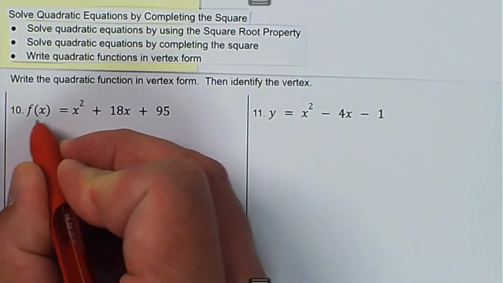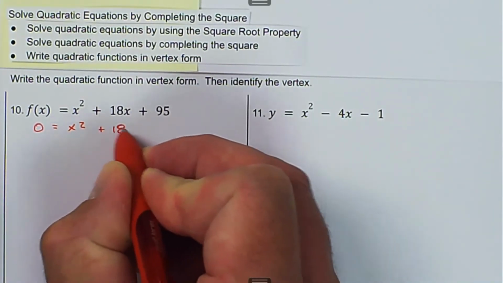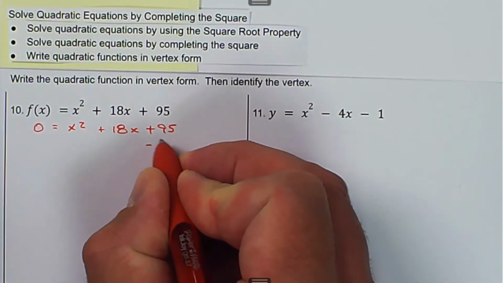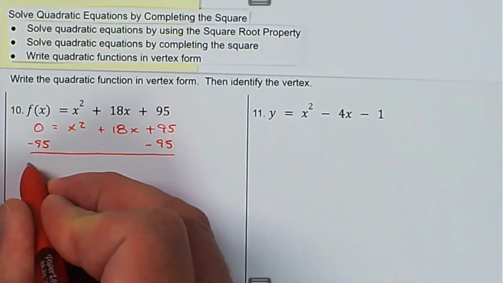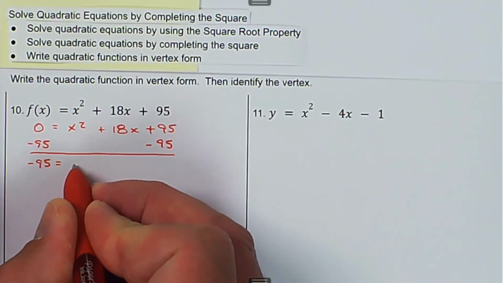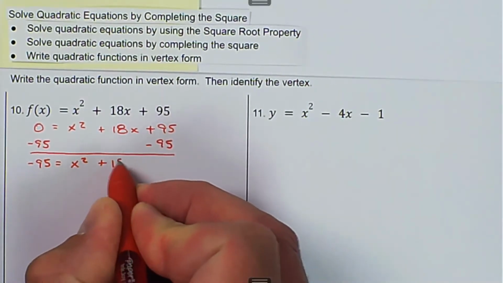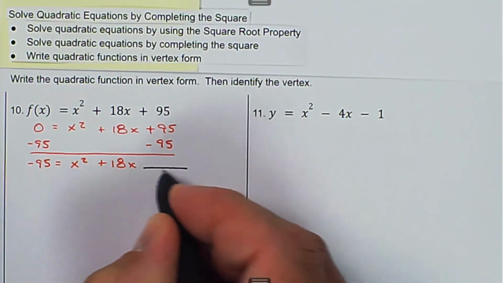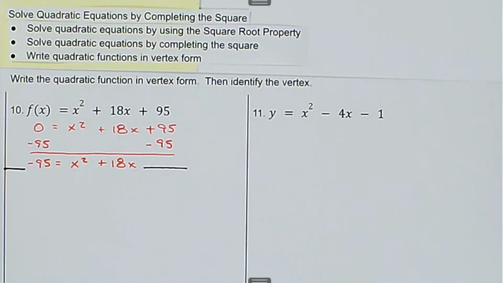So we're going to assume that this left side is equal to 0. So 0 is equal to x squared plus 18x plus 95. And then what we do is we want to get rid of the c value. So we subtract 95 from both sides of the equation, and we get negative 95 is equal to x squared plus 18x. And then we have to come up with what our new c value is going to be. So we're going to add a c value to the right side. We also have to add that same c value to the left side.